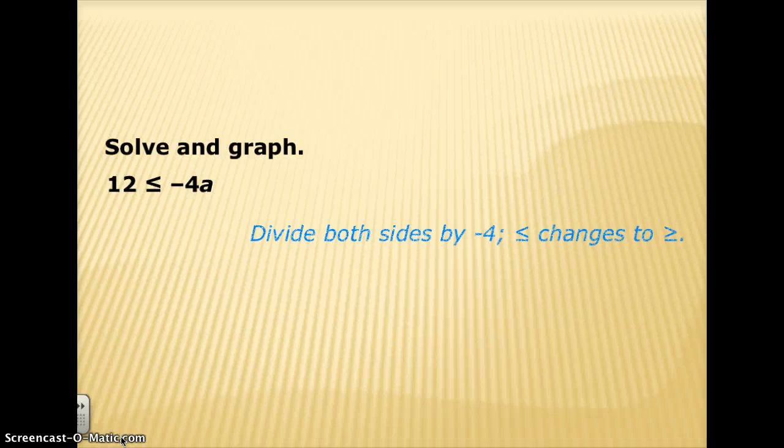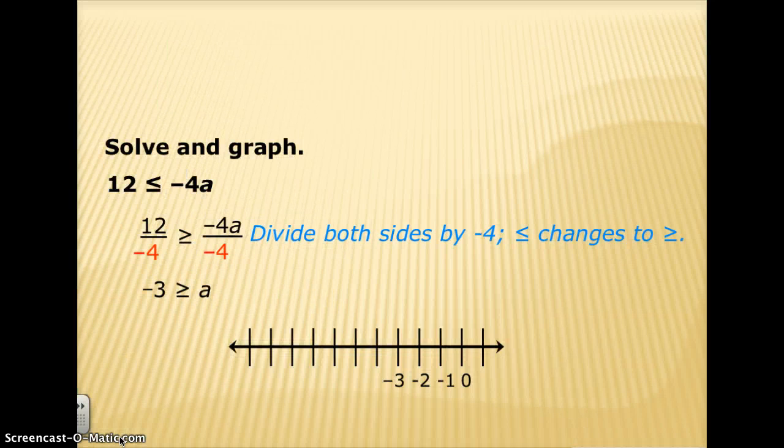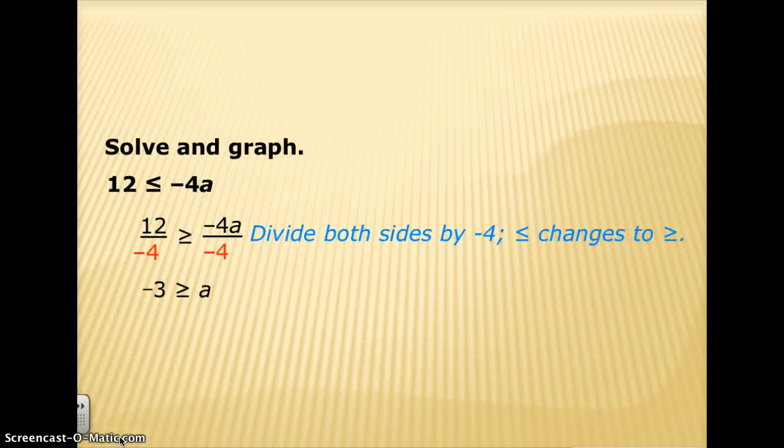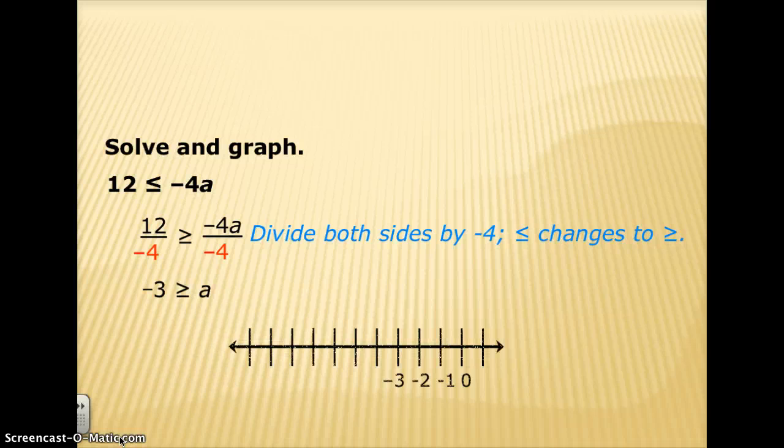12 is less than or equal to negative 4a. Predict to yourself if you have to flip the sign or not in this case. So let's see what steps we need to take. We divide both sides by negative 4, so that means we have to flip the sign. If you made that prediction, give yourself a pat on the back. We get negative 3 is greater than or equal to a, or a is less than or equal to negative 3. Starting our number line at negative 3, closed circle, arrow to the left.